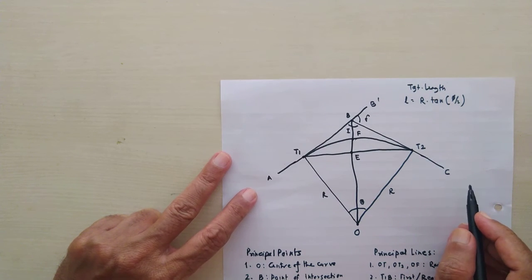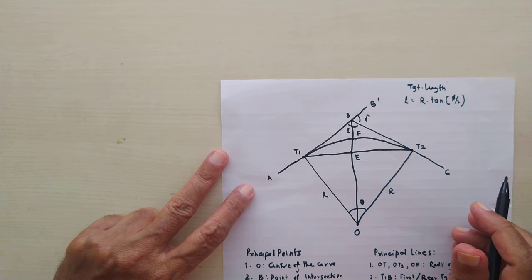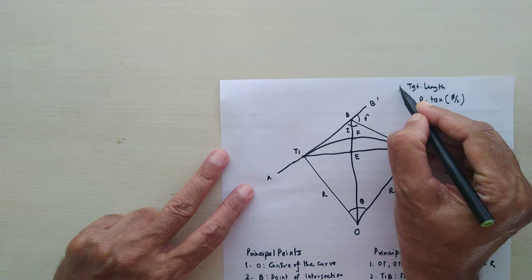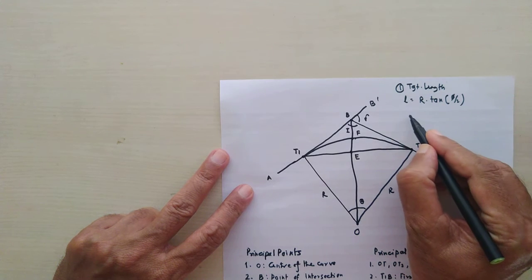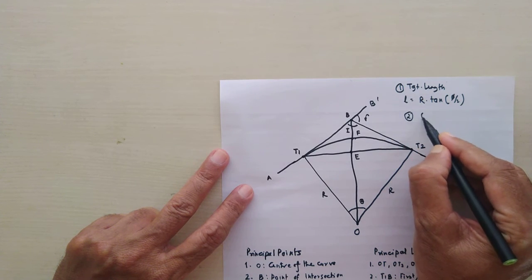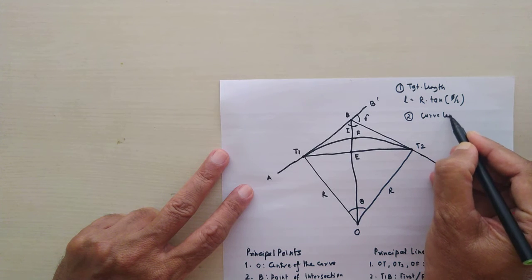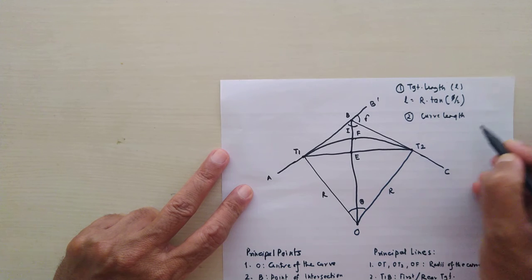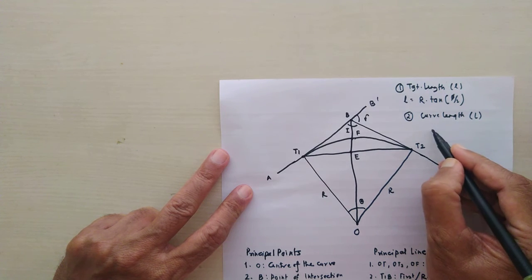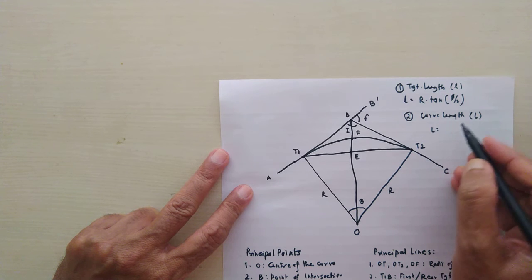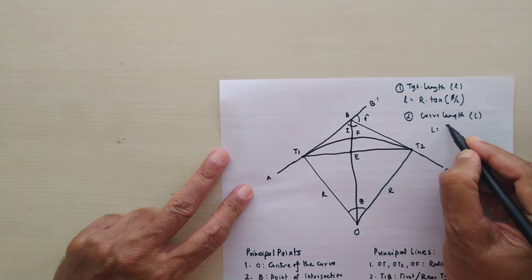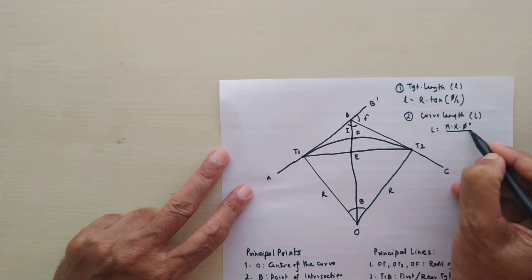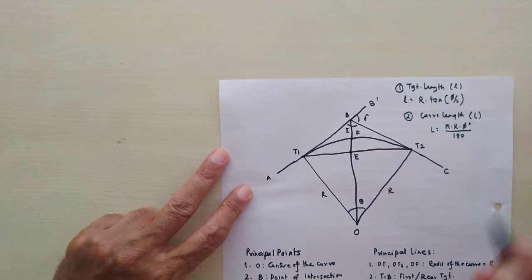Now we are enlisting the elements of the circular curve, and we have enlisted the first element, that is tangent length. Now the second is the curve length. Curve length is usually denoted by capital L, and we can prove that capital L is equal to pi into R into phi, phi being the deflection angle in degrees, divided by 180 degrees.